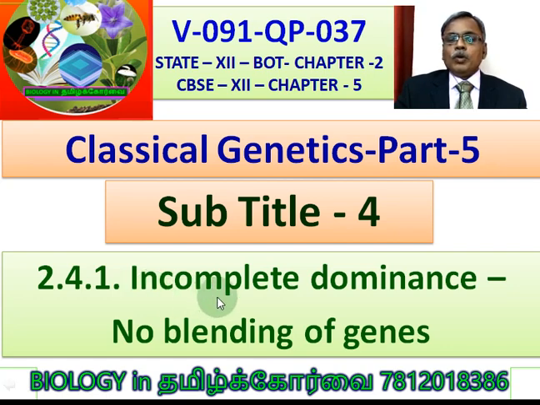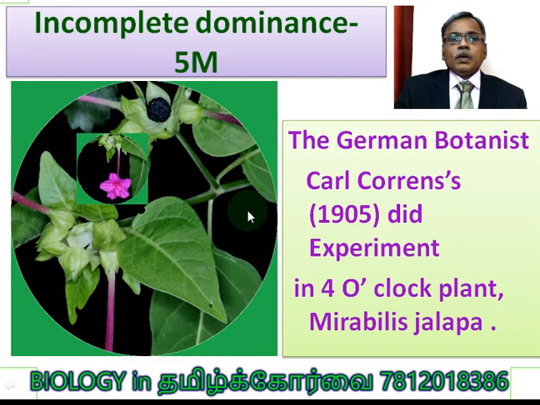2.4.1 in the state board book, incomplete dominance. Here no blending of genes takes place. Incomplete dominance can be asked as a 5-mark question. The German botanist Karl Correns, in 1905, did an experiment in the 4 o'clock plant.